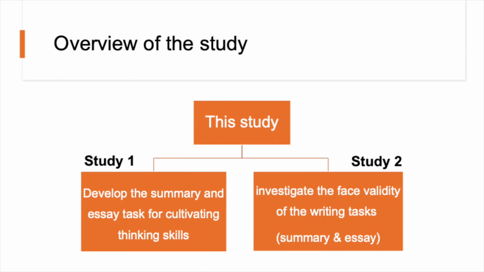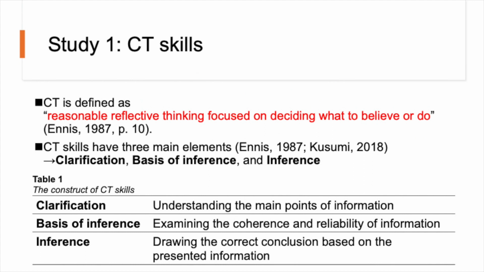The present study consists of 2 studies. Study 1 develops a summary and essay task for fostering thinking skills, and Study 2 investigates the face validity of writing tasks we selected. In this part, we will introduce CT skills and summary skills. After that, we explain the relationship between CT skills and summary skills. First of all, CT skills are introduced.